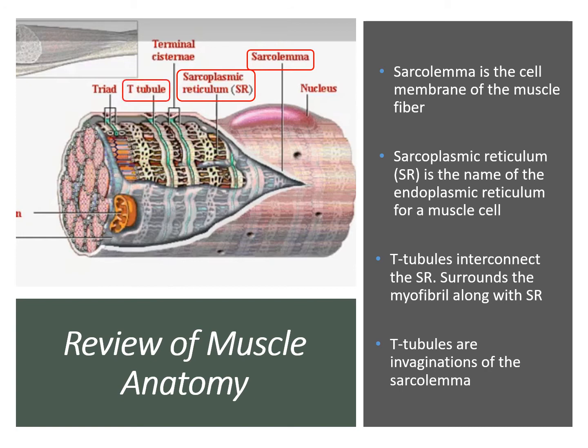And then these T-tubules that interconnect the sarcoplasmic reticulum. It surrounds the myofibril along with the sarcoplasmic reticulum. And then there's the T-tubules. There are actual invaginations here into the sarcolemma. So you can see it runs here and then actually dives down deep into the cell. So they create a little pathway that goes deep into the cell there.